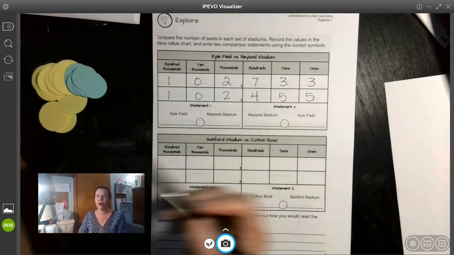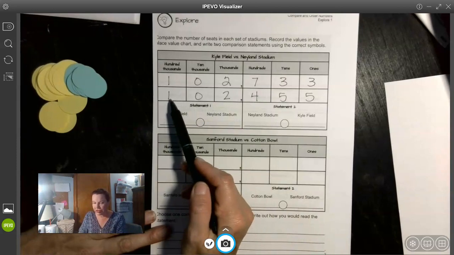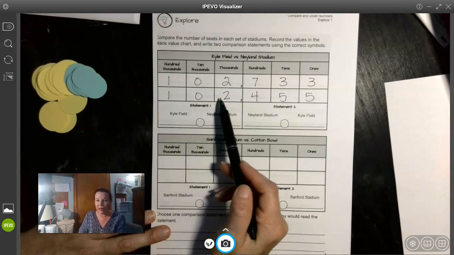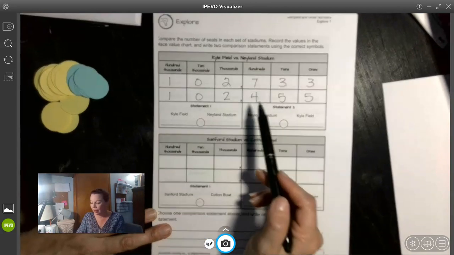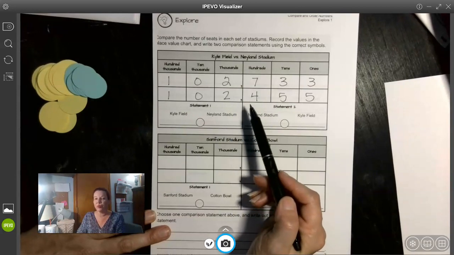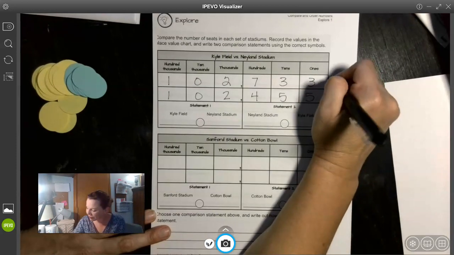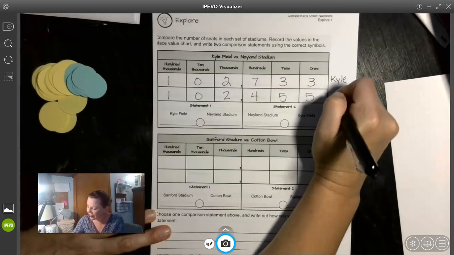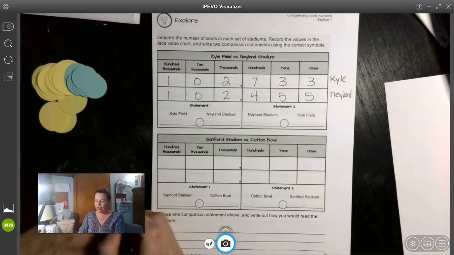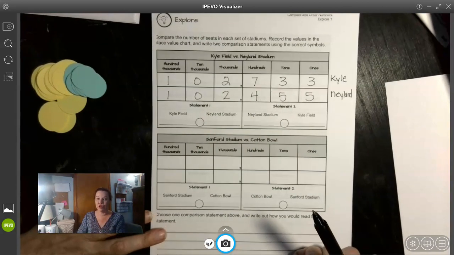So when we compare numbers and try to find which is greater than and which is less than, we have to start with the biggest number and work back. So since all of these were the same, we had to go to the hundreds place. And in the hundreds place, one was bigger than the other. Which one was bigger? Remember, the top one is Kyle Field. And this one is Neyland Stadium. So, is Kyle Field bigger than Neyland? Yes, it is greater than.